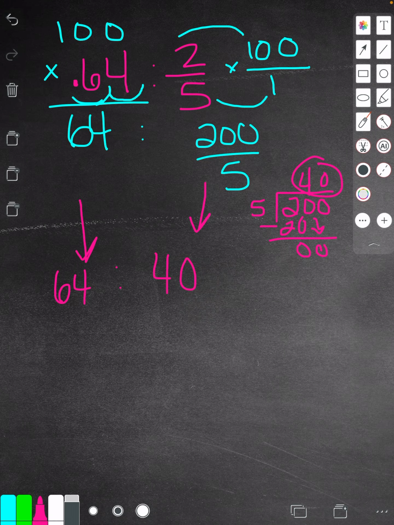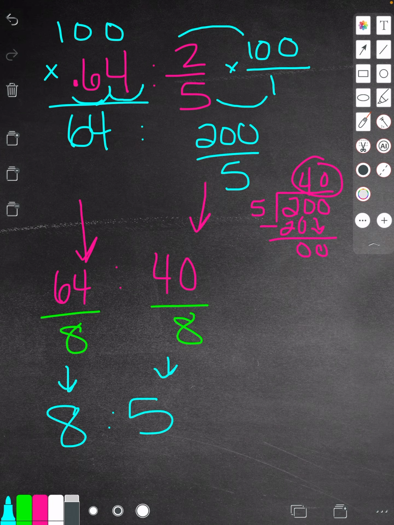So I'm at 64 to 40. I need to find the greatest common factor. And in this case, it's going to be 8. I'm going to divide both sides by 8. 64 divided by 8 is 8, and 40 divided by 8 is 5. Your simplified ratio is 8 to 5.